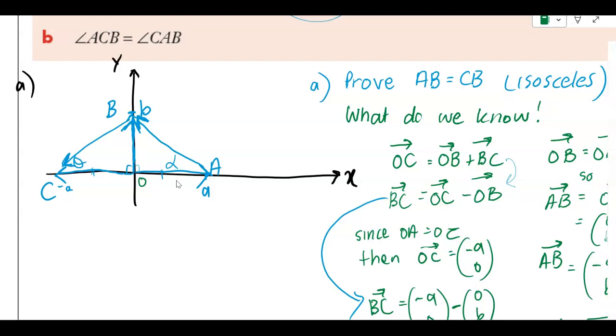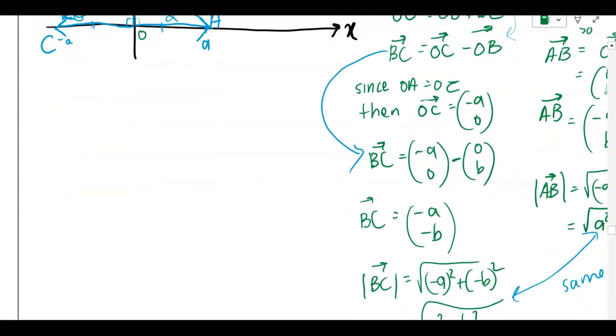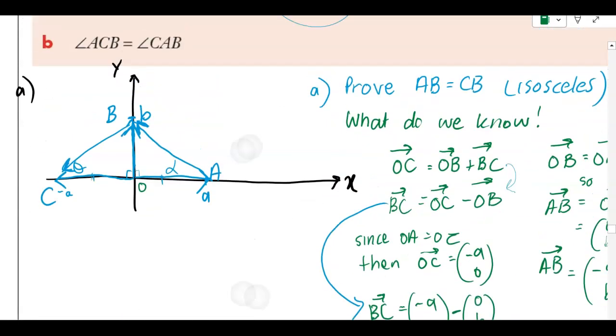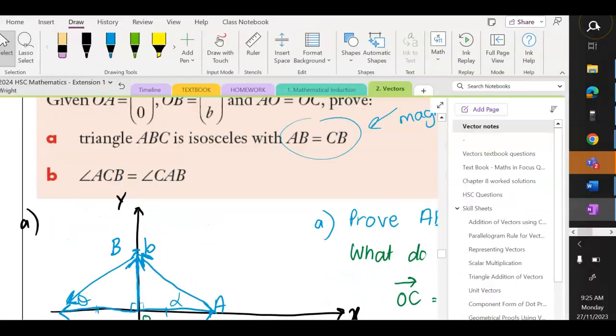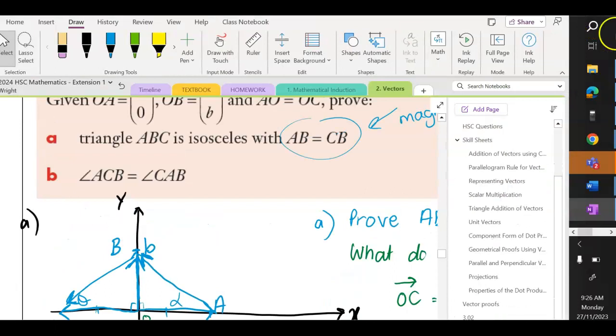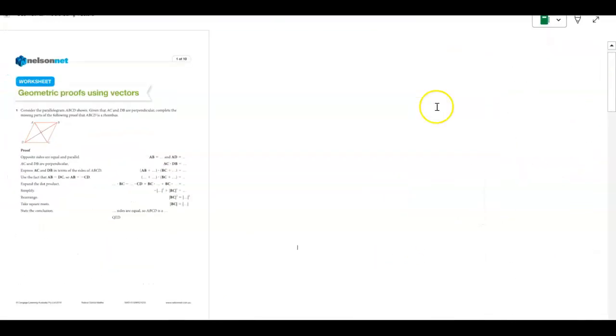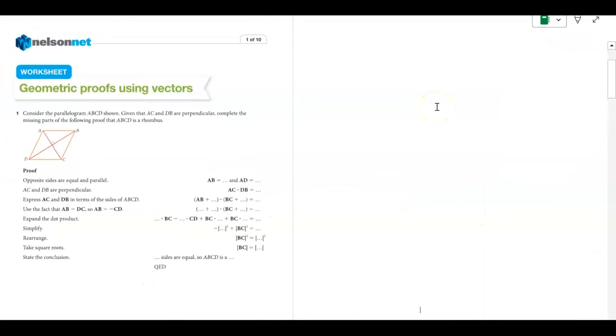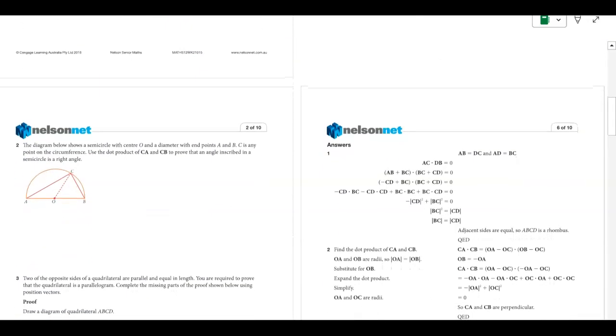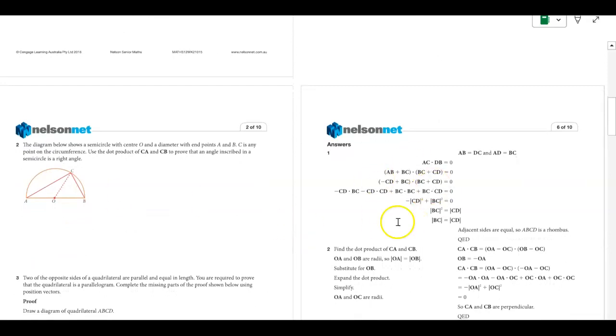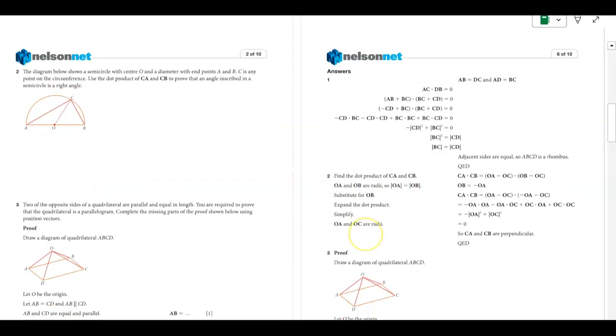Now, what I suggest you do after you finish these proofs, because we're finished in there for today, is I want you to go back into the OneNote, and if you scroll down the side, there's some really great work here under the skills sheets on geometrical proofs using vectors. What this does is it really works you through these bit by bit, stepping you through, looking at how you would work through each of those, and I've tried to line up the answers as much as I can over to the right hand side, and you can step through question and answer and have a look through those.